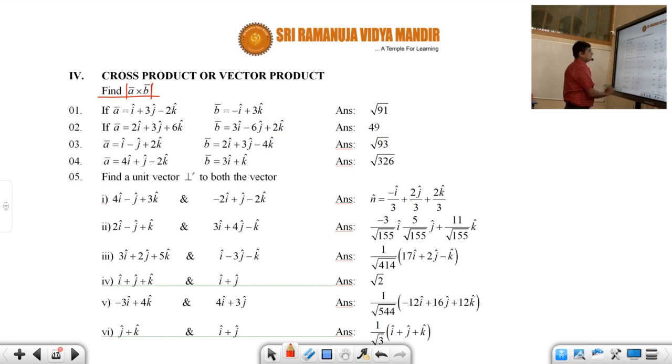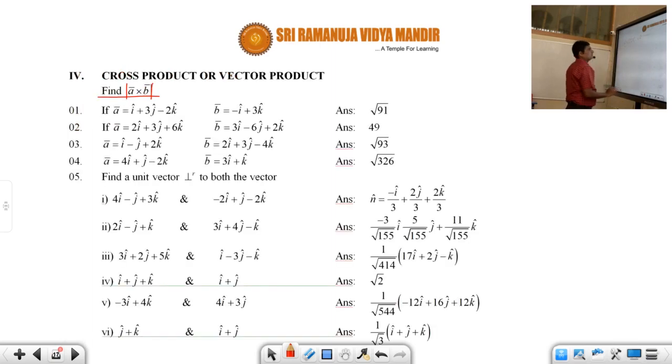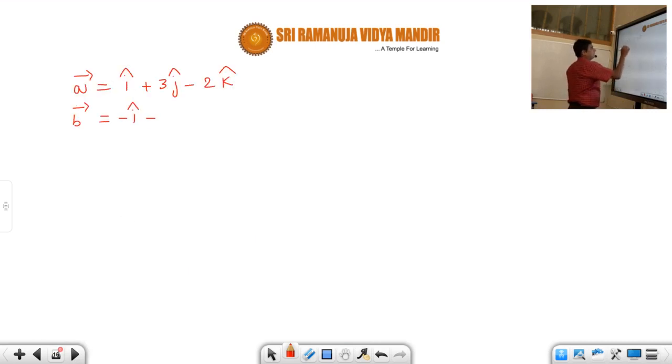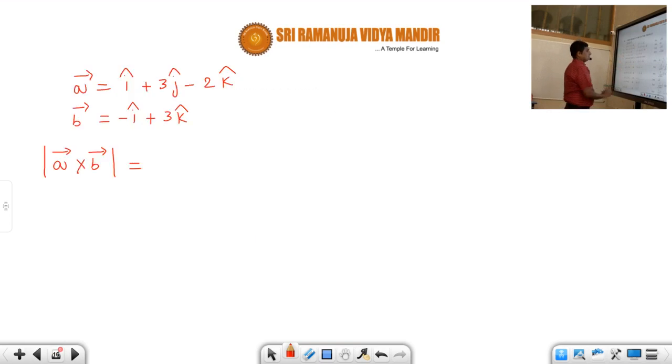If A bar is equal to I cap plus 3j cap minus 2k cap, and B bar is equal to minus I cap plus 3k cap, then what is the magnitude of A bar cross B bar? That is the first problem, students. So I am doing the first one. Remaining problems you can do easily. So how to do this one, students? The mod of A bar cross B bar.